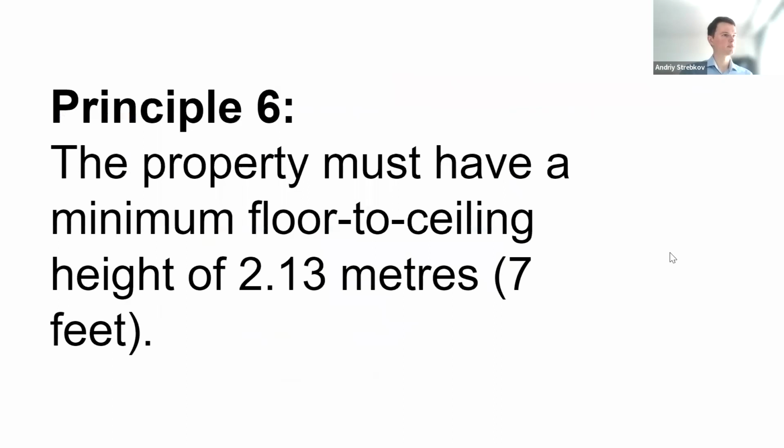The next principle is principle 6. The property must have a minimum floor to ceiling height of 2.13 meters or 7 feet. There are quite a lot of properties that have sloped ceilings. In this case, as long as somewhere on this level you have a floor to ceiling height of 7 feet, but not below 5 feet, you can still include it. But if there is a piece of the room that has a floor to ceiling height below 5 feet, you cannot include it. It's easier to show than to say.